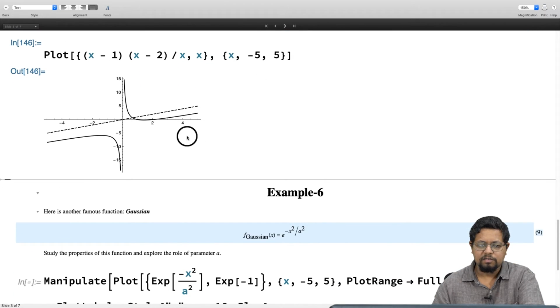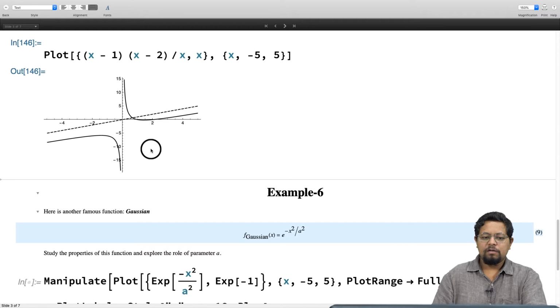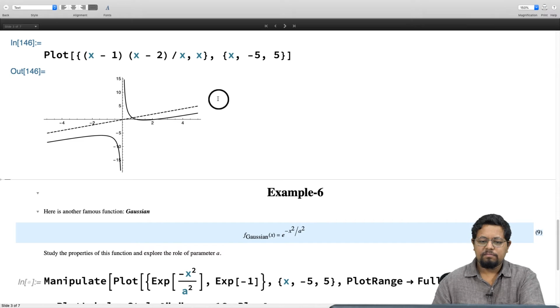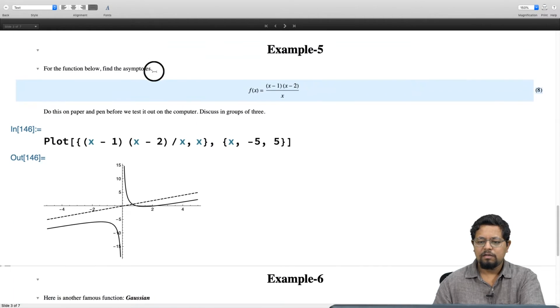Let's go ahead and plot this function (x − 1)(x − 2) divided by x in the range −5 to 5. In order to find the asymptotes, we have to take a limit. So for example, for this function, if I take the limit x goes to 0, you see the denominator dominates, the numerator goes to a constant which is plus 2. So the function becomes 2 by x.